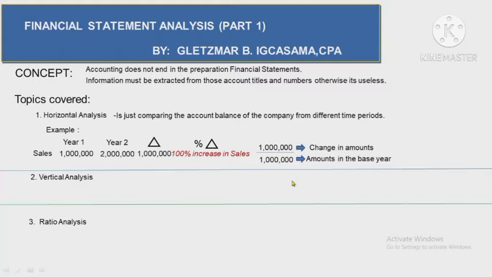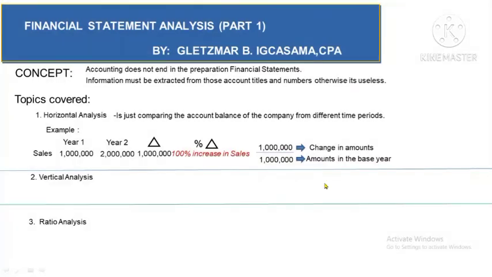By doing this, you can extract necessary information. Like in this example, we can say that the company did well because the sales increased. But if you wanted to know more about this increase, you can investigate the specific reason or reasons why it increased by 100%. And that's it for horizontal analysis, or what we sometimes call trend analysis.